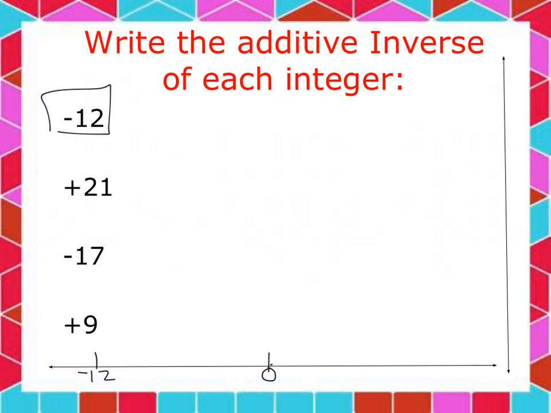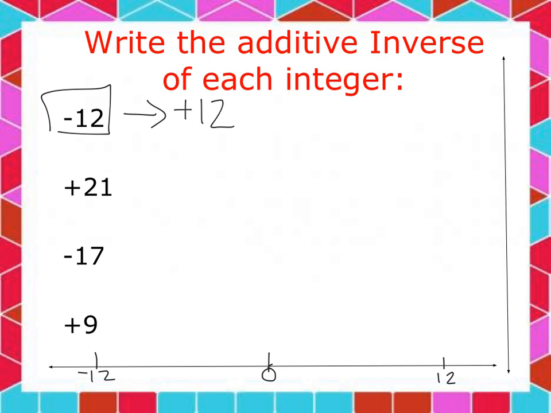Now I am looking for an integer that is the same distance from 0, but on the other side of the number line. So that means that instead of starting at 0 and moving to the left, I'm going to start at 0 and move to the right, 12 spaces. The additive inverse of negative 12 is positive 12.